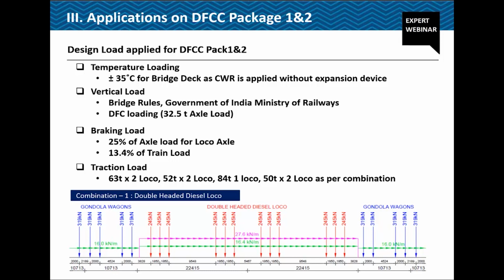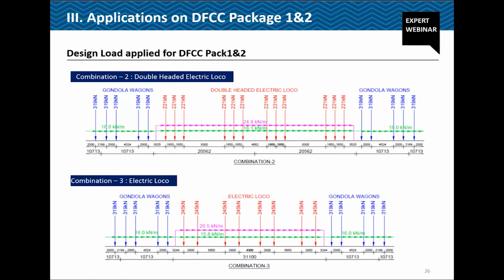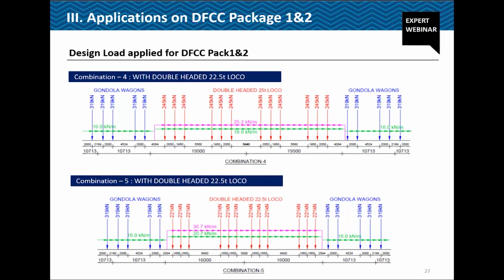The bridge rule has given this configuration, but it has specified only point loading with this spacing. So I back calculated to understand the equivalent loading if we consider the corresponding distance between this one loco and another loco, and I got this number. And this is train combination 2, combination 3. Each combination has a different intensity, and there are 5 combinations.